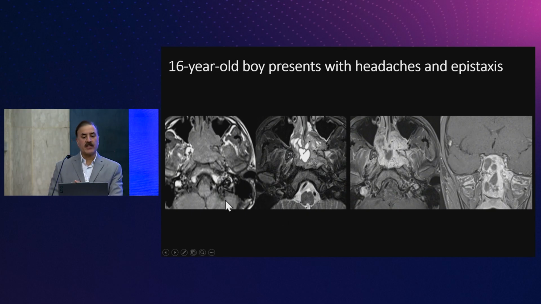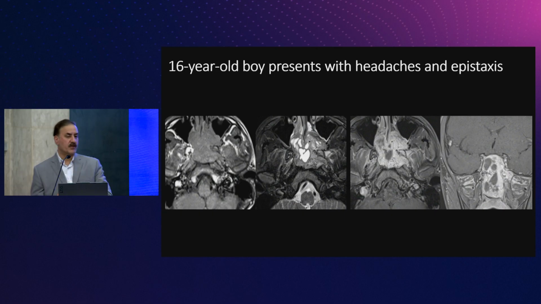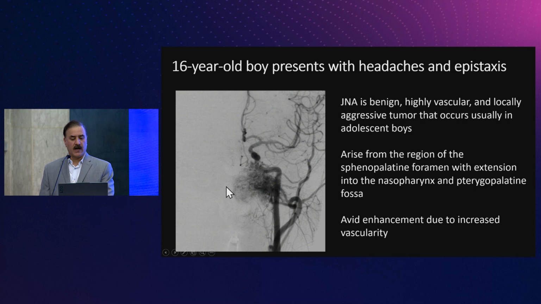When I put this history up, the diagnosis should be straightforward. A 16-year-old boy with headache and epistaxis, an avidly enhancing mass involving the central skull base. Angio was done. Yes, 100%. So it's a benign, highly vascular mass that arises from the sphenopalatine foramen, PPF, and it's very important that it's a diagnosis of males. If I had a 16-year-old female, you would probably not think of this diagnosis, but male sex is very important for this diagnosis.